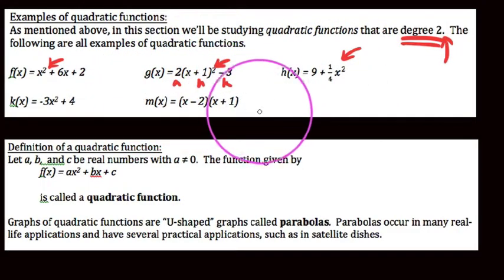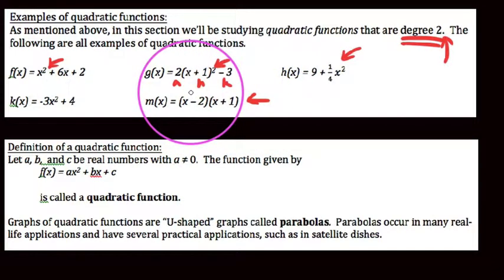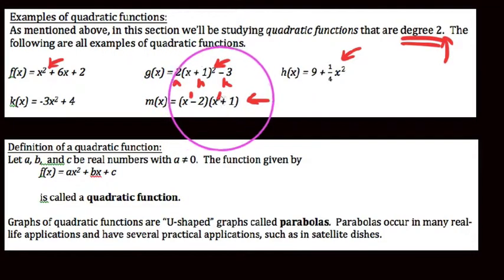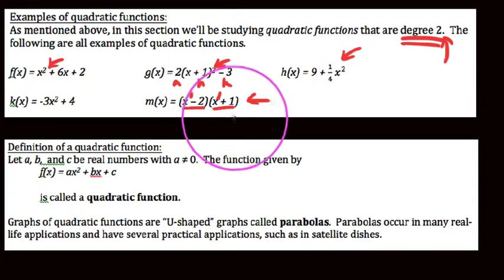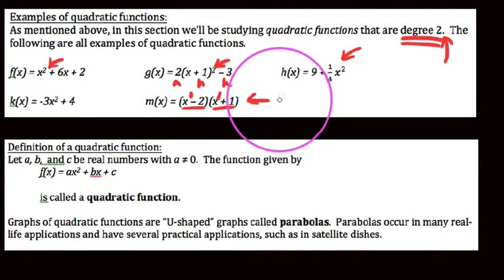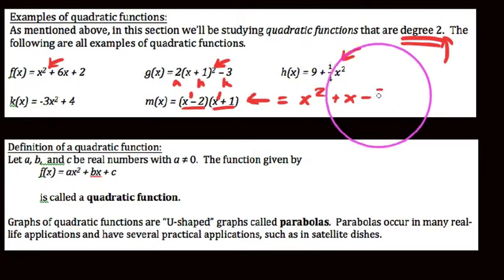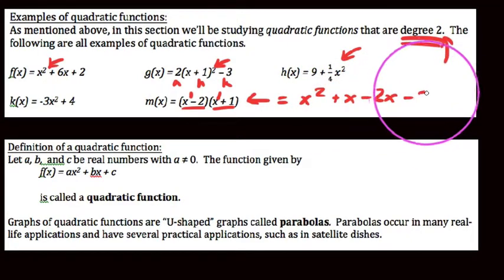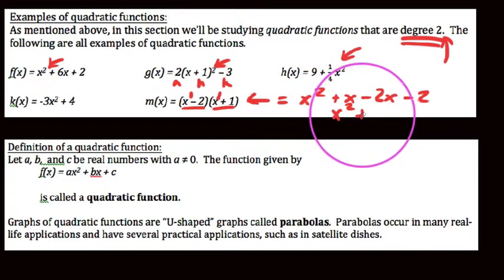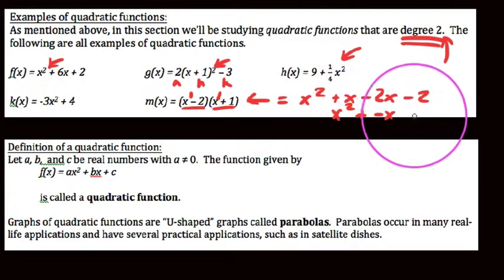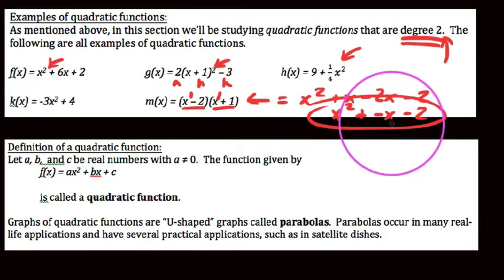And then last but not least, m of x here. I want you to notice this, m of x. If you were to FOIL this back out, the interesting thing is we have two binomials being multiplied, and they are individually on their own first degree things. But if you took a first degree times a first degree, you end up with a second degree thing. And FOILing this out, you get x squared, plus an x minus 2x, and then minus 2. In other words, we get x squared plus a negative x, if you will, and then minus 2. But this would also be quadratic.